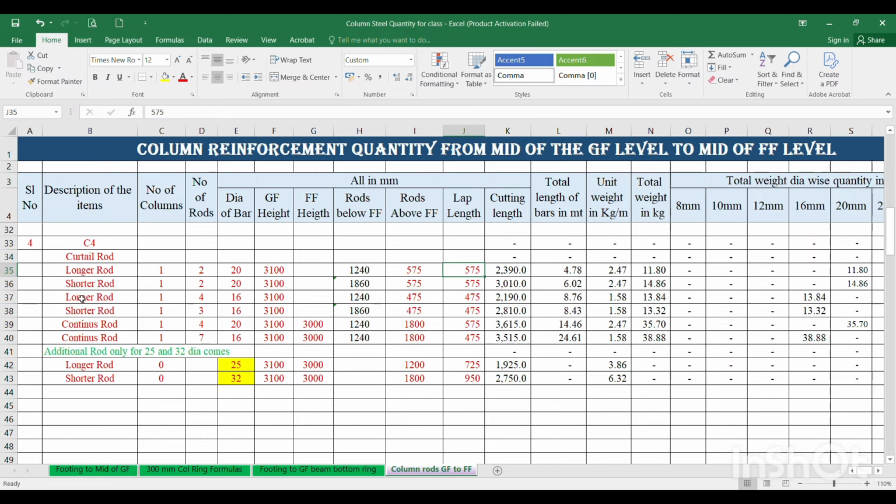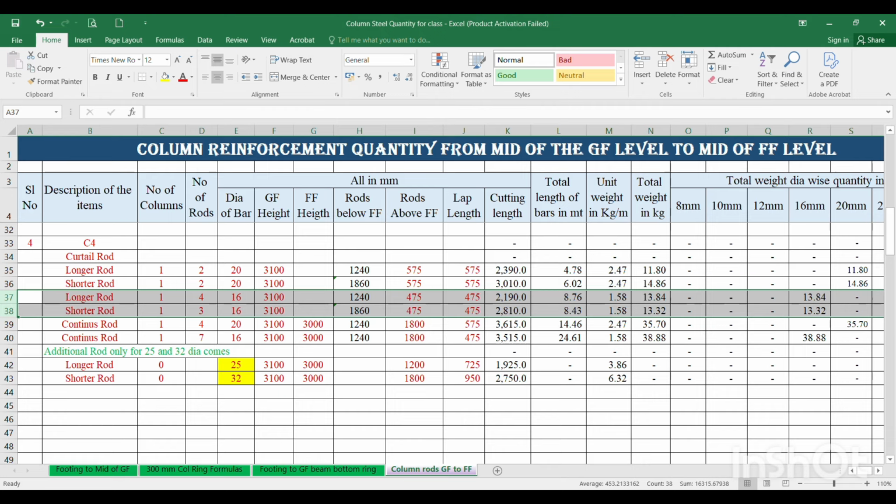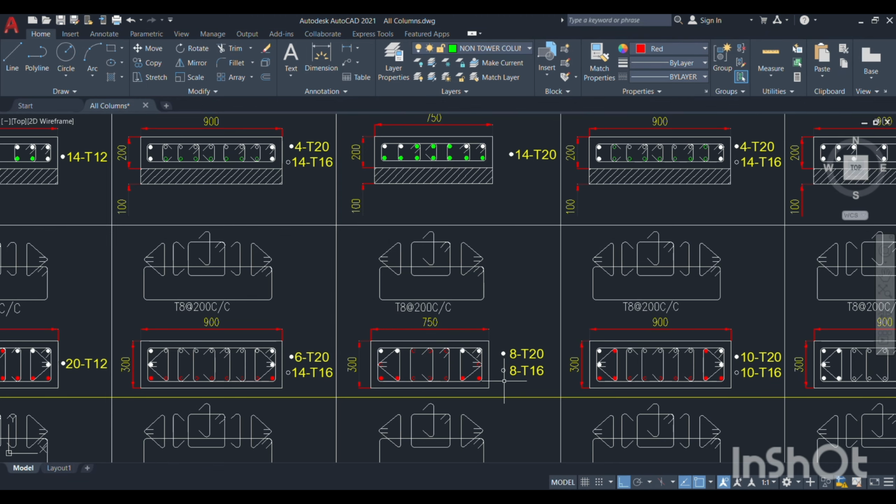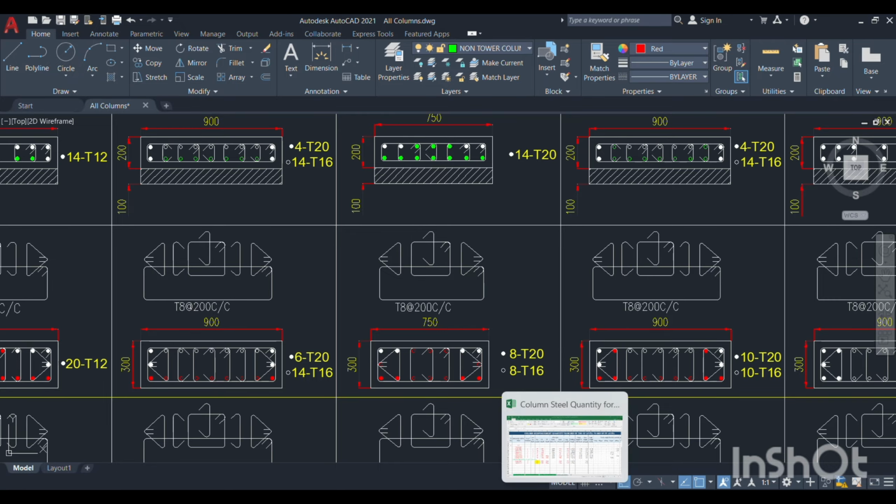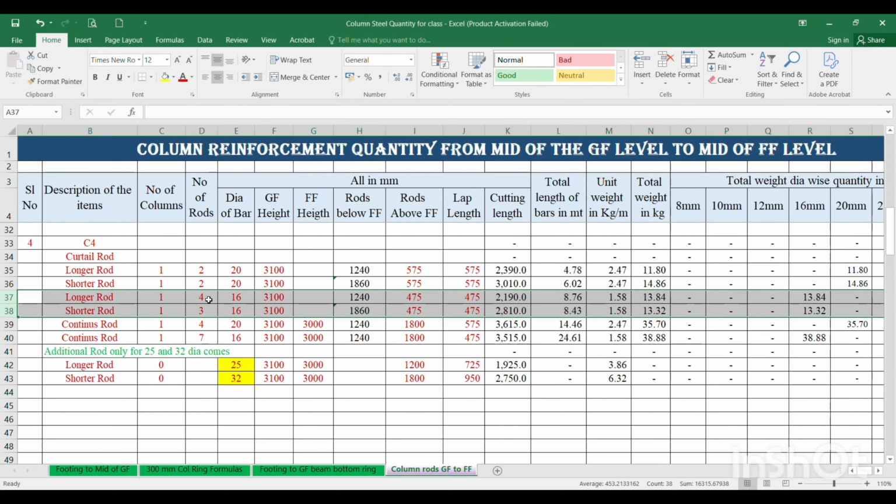And next one more, this is the 16 dia. How much 16 dia is curtailing over here? You see here 8 number of 16 is there, and in the next floor we are not finding any 16 dia rod. So all 8 number of 16 are going to curtail. In the place of 16 dia rod, next levels 20 dia rod is continuing. That's why all these 16 dia rods are going to curtail at the first floor level. We need to take all 8 rods of 16 dia as curtailed.